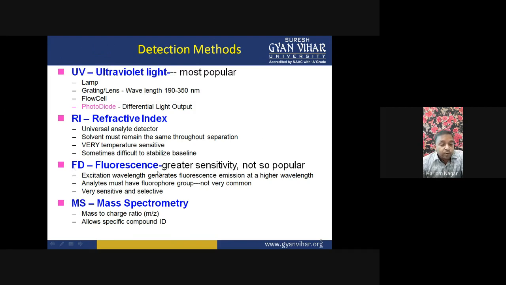Now the third is fluorescence. It has greater sensitivity but is not so popular a detector. And mass spectrometry is a detector that uses the mass to charge ratio, m by z, and it allows detection of specific compounds.